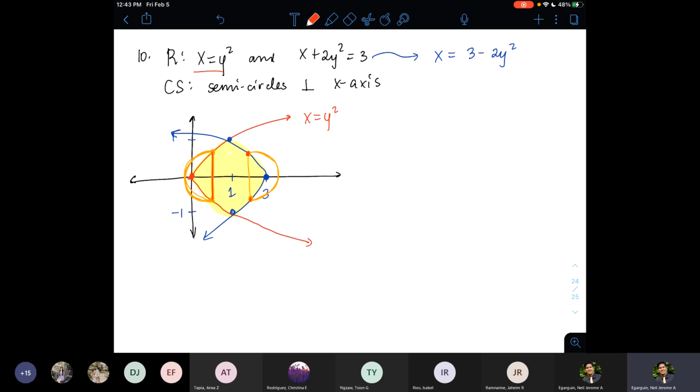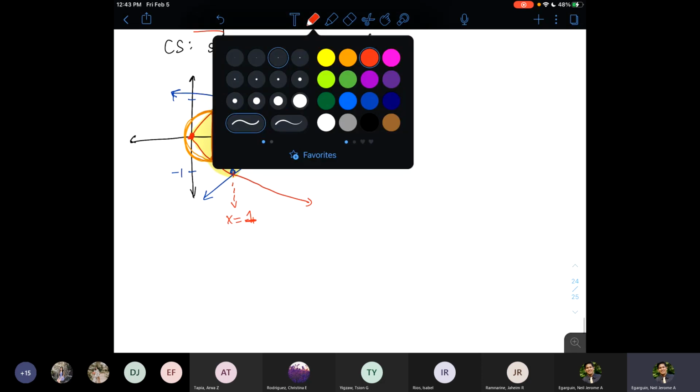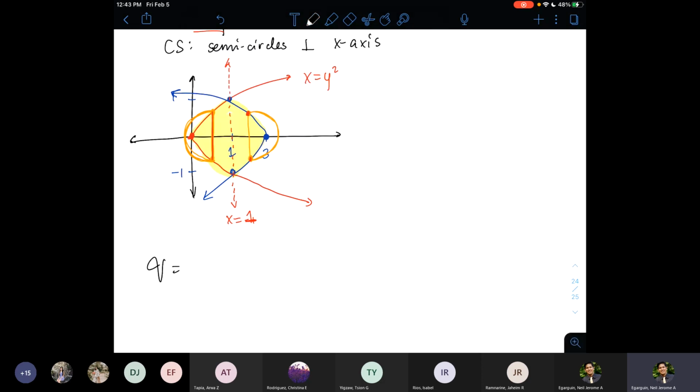But luckily, I know where to split the integral because I know the point of intersection happened when x is equal to 1, right? To the left of x equals 1, it's red versus red. On the right of x equals 1, it's blue versus blue. That's why I need to split the integral up into two pieces, okay? Now, the volume will be given by two integrals, and then we'll sum them up.